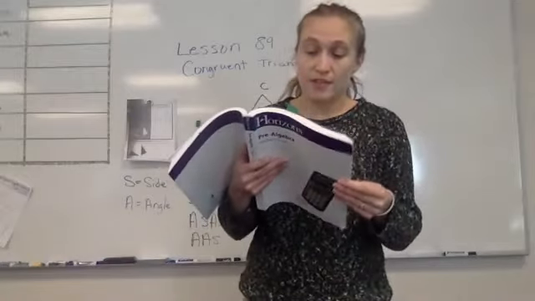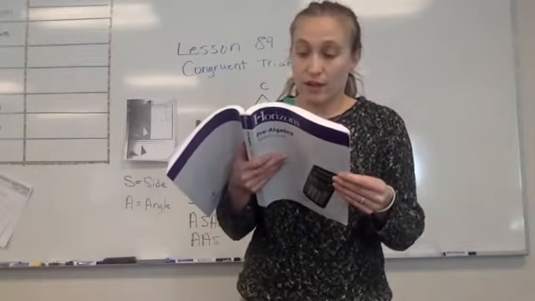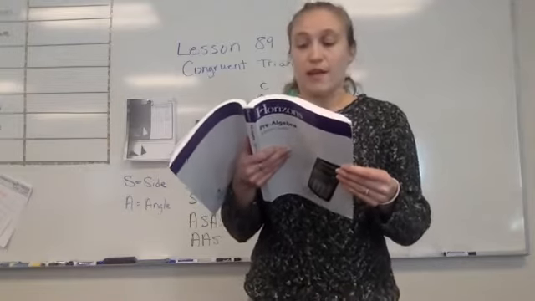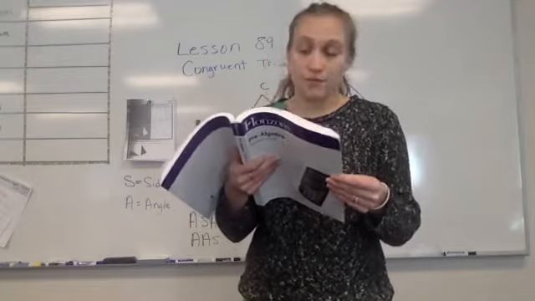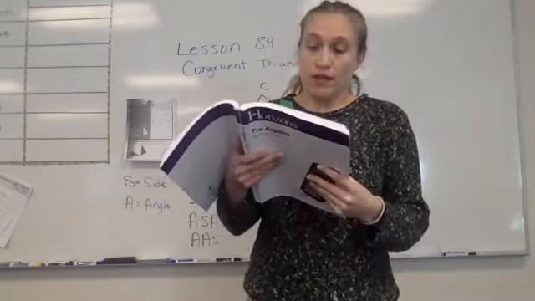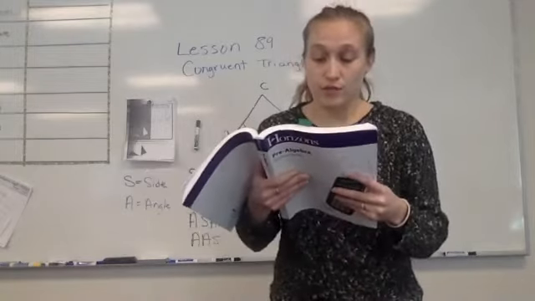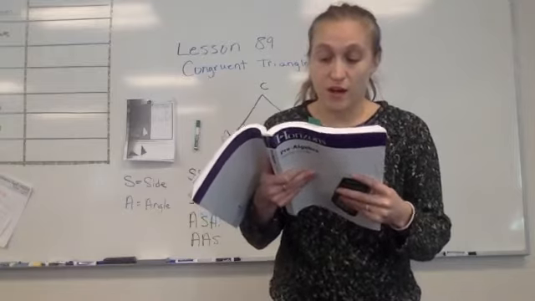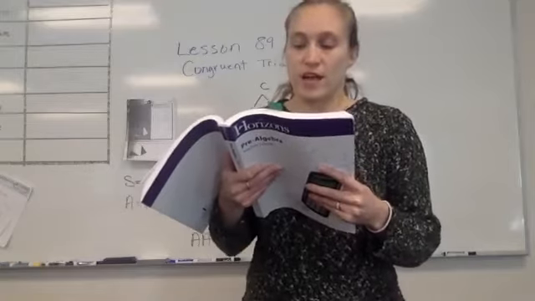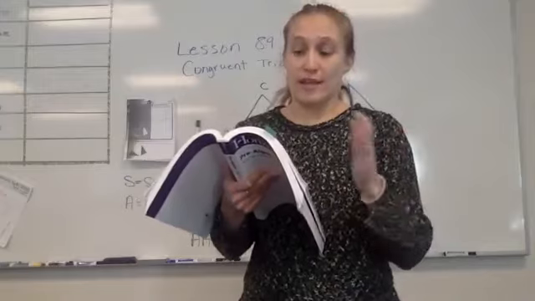Side, angle, side is the second one. 2 triangles are congruent if 2 sides and their included angle on one triangle are congruent to the corresponding 2 sides and their included angle of the other triangle. This is side, angle, side, or SAS. Angle, side, angle is next. 2 triangles are congruent if 2 angles and their included side on one triangle are congruent to the corresponding 2 angles and their included side of the other triangle. So this one's angle, side, angle, or ASA.